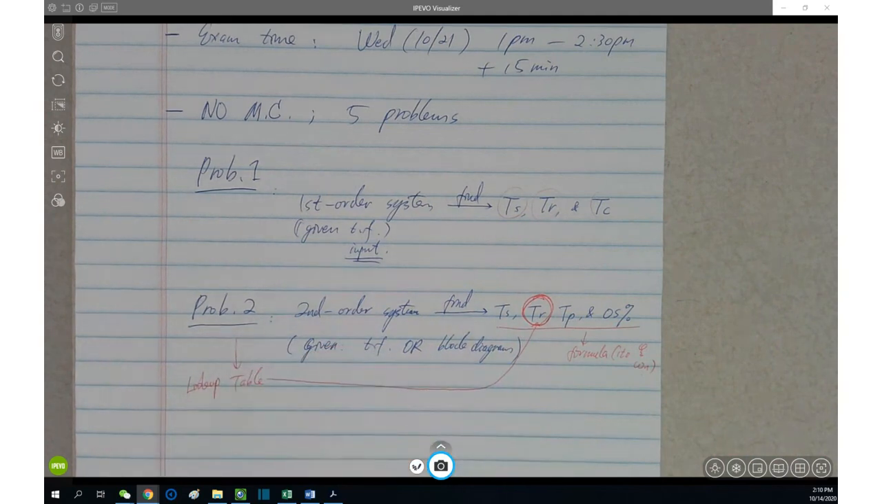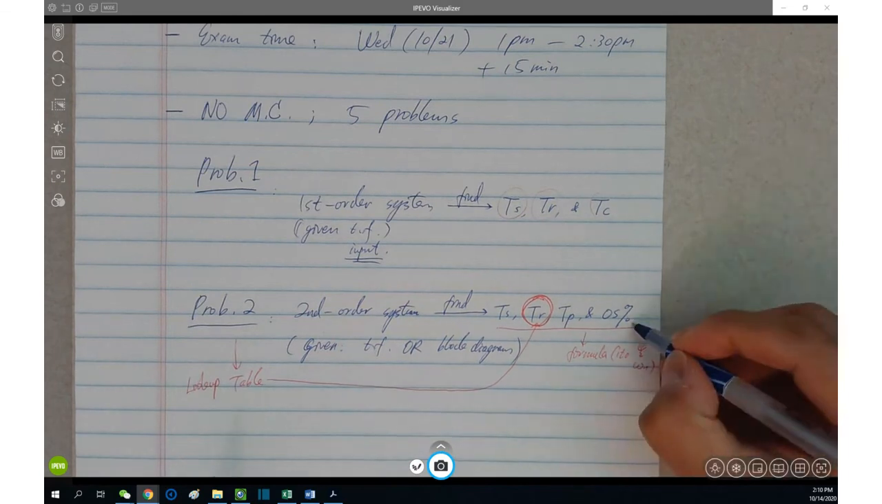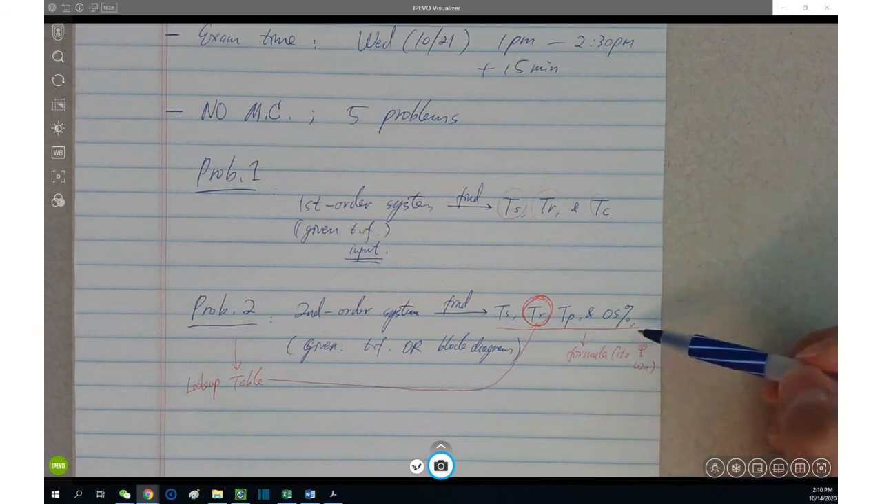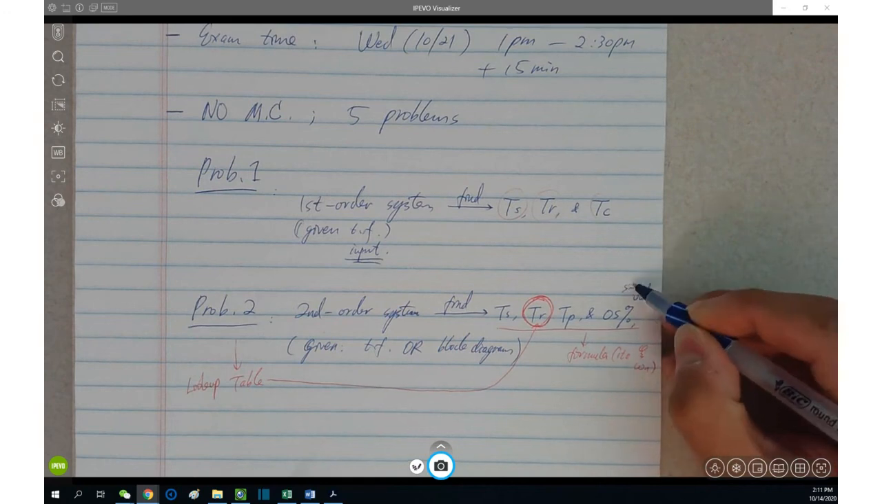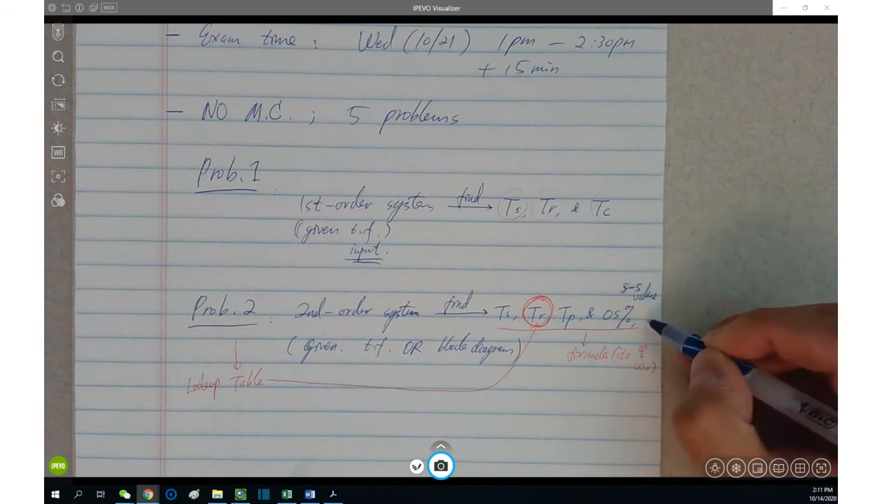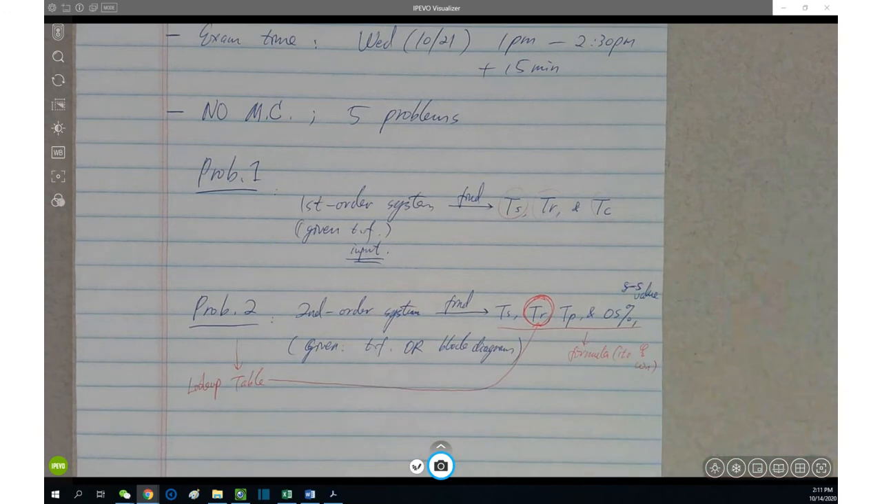This is problem 2. Oh, there's one more thing. Who can remember what else we also look for in problem 2? Steady state value. Very good. You need to find steady state value. Remember this. You need to find steady state value. Very good.